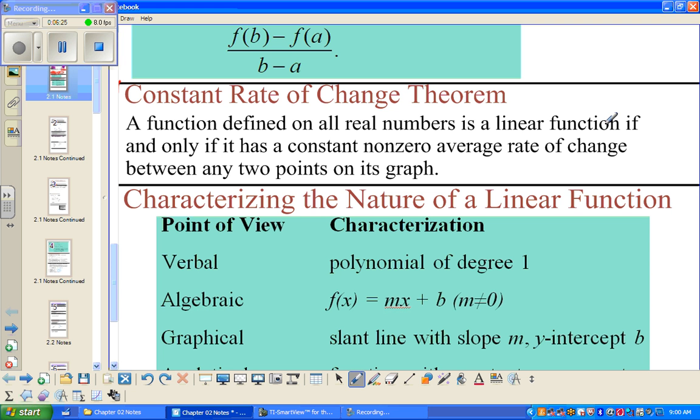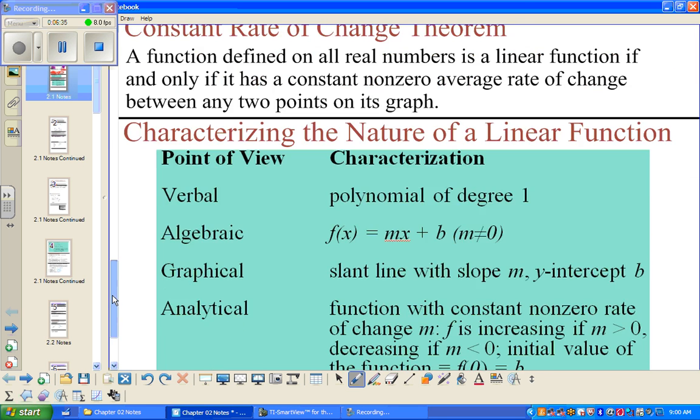Or if you take any 2 points on a function and you get the same slope no matter what, then it is a linear function. So you know that, you've known it for years.